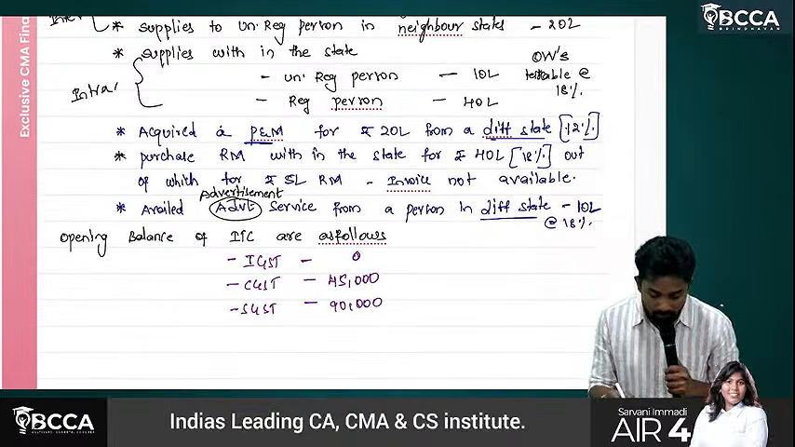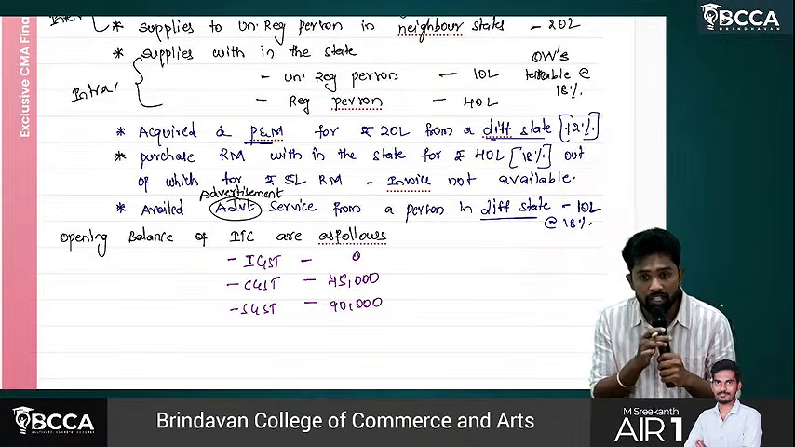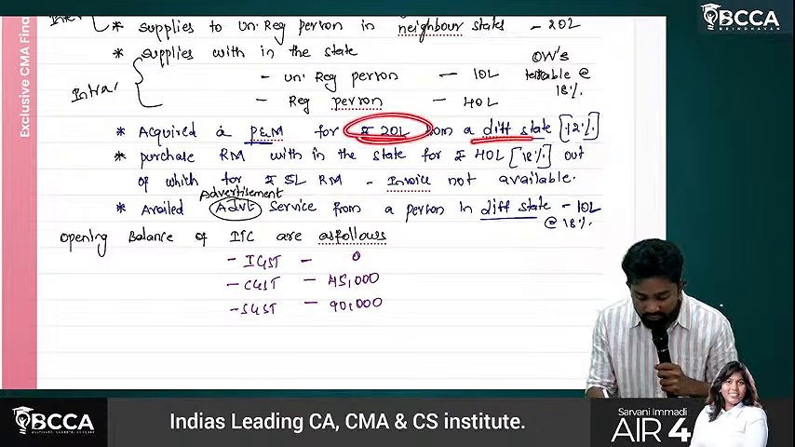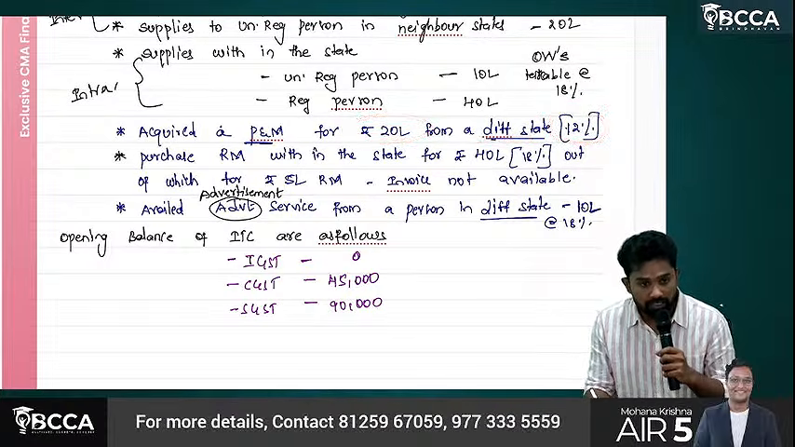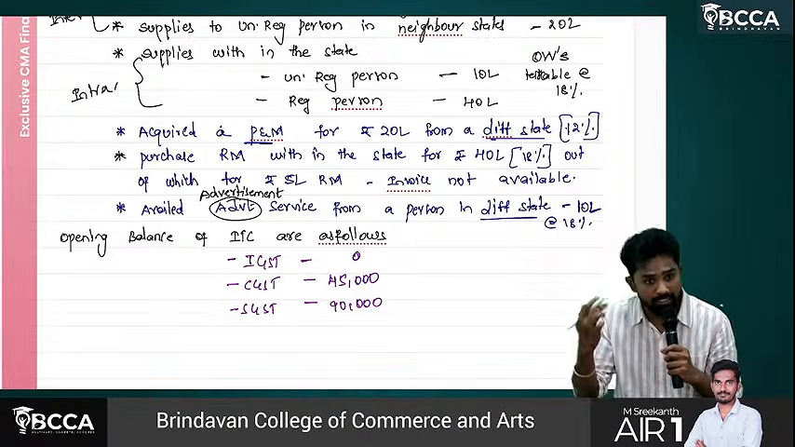Then they acquired a plant and machinery for 20 lakhs. Sir, they purchased a plant and machinery. Outward or inward? Inward. Okay, for 20 lakhs from a different state. At what rate? 12% GST rate. What will they get on this, sir? IGST, ITC will come.